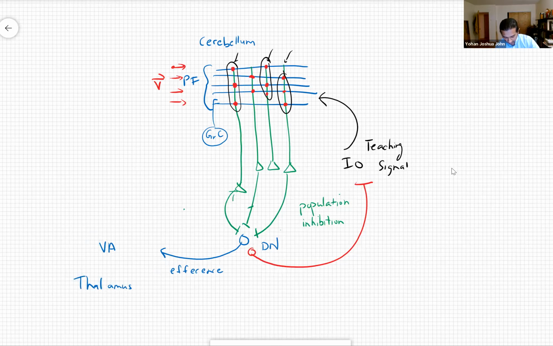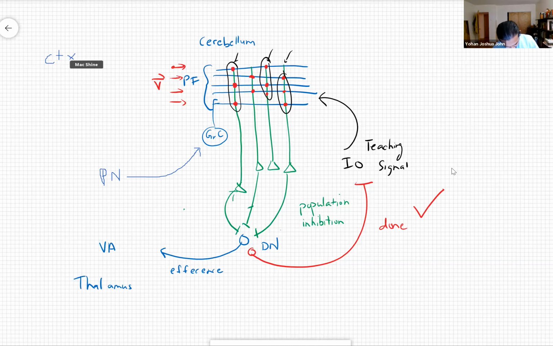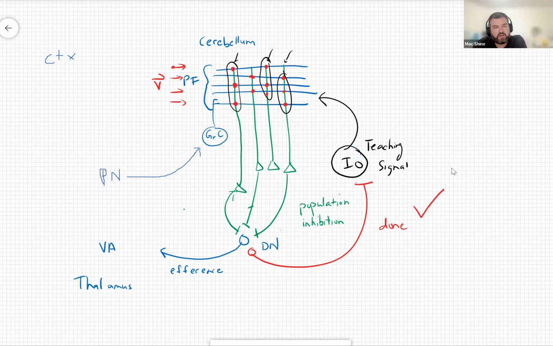Right. It's almost like saying that something has been done already, like a check. But I don't suppose that the olive is rebound bursting, is it? Interesting. Good question. That's a really good question. Wow. The olive is an excitatory nucleus.